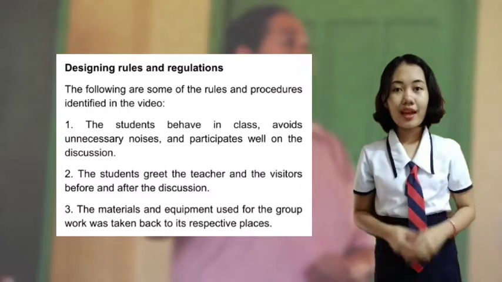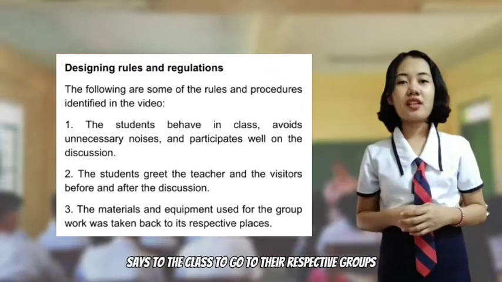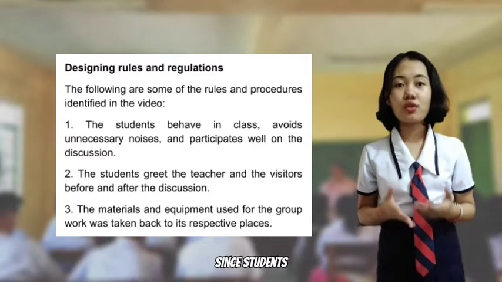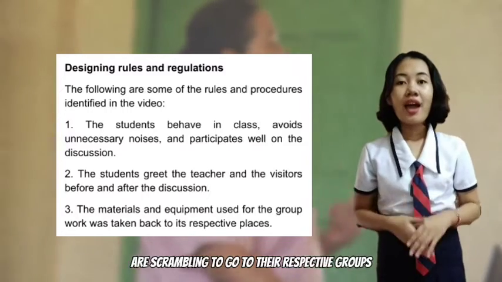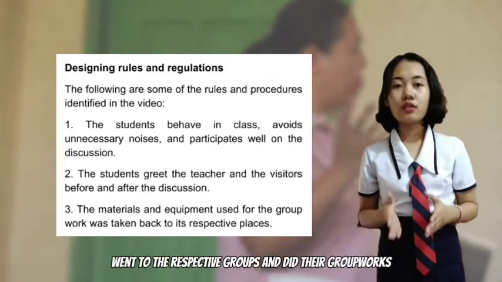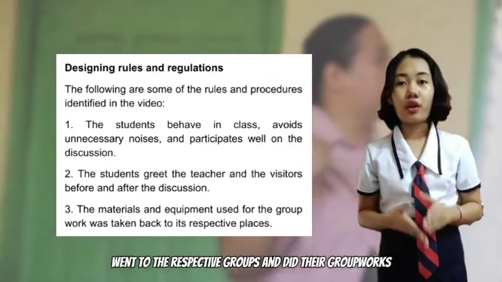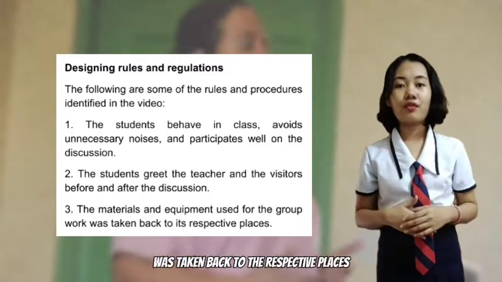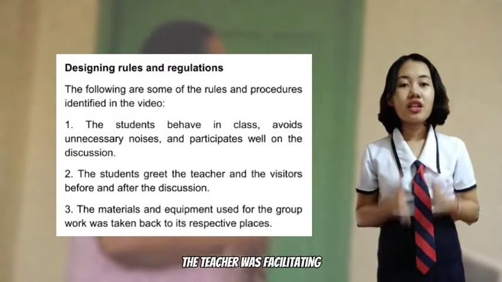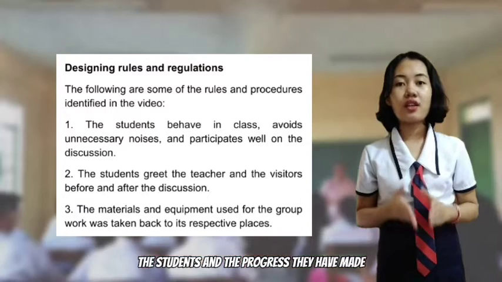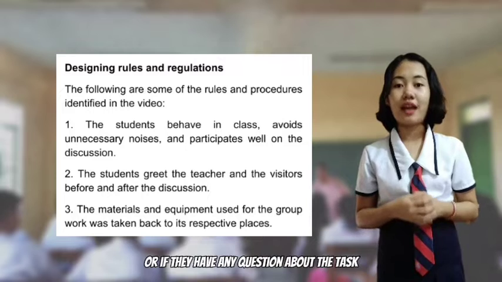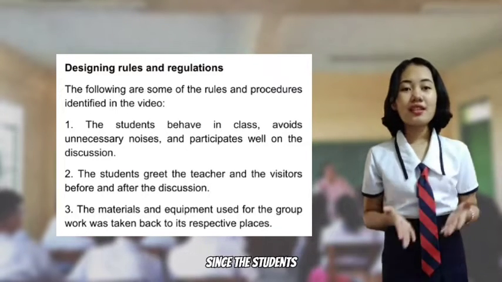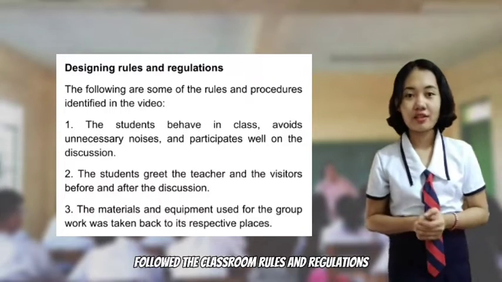In doing the group work, usually when the teacher tells the class to go to their respective groups, it would be the start of the disorder in classroom management since students are scrambling to go to their groups. However, in the video, the students quietly went to their respective groups and did their group work accordingly. The materials and equipment they used while doing the group work were taken back to their respective places, and throughout the group work, the teacher was facilitating, checking on the progress they had made or if they had any question about the task. All in all, there were no interruptions during the discussion and the lesson went well since the students followed the classroom rules and regulations.